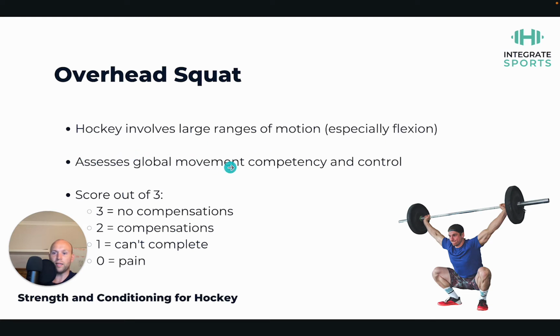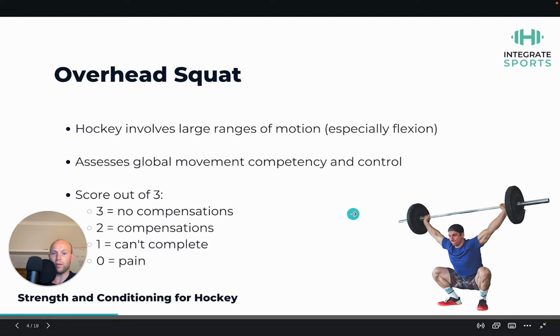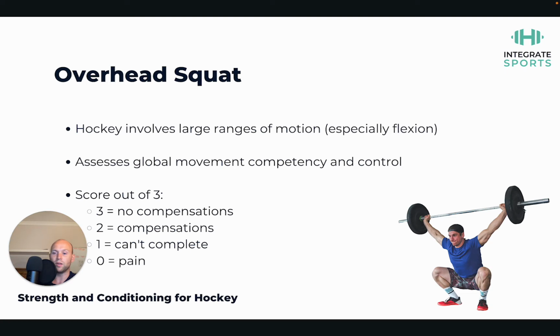So it assesses global movement competency and control, by which we mean multiple joints in synergy, being able to control the whole body through motion without any compensation. And very simply, scored out of 3. So this would be a 3 because there's no compensations here. 2 would be there are some compensations. 1 would be you can't complete it at all, and 0 would be pain whilst performing it, which would then need to be referred to someone medical, because if you've got, for example, hip impingement pain, then that's the kind of thing which a physio needs to be taking a look at.